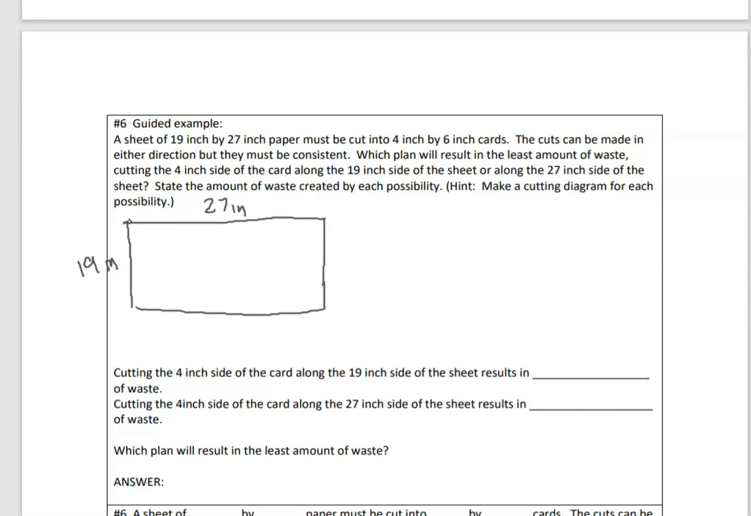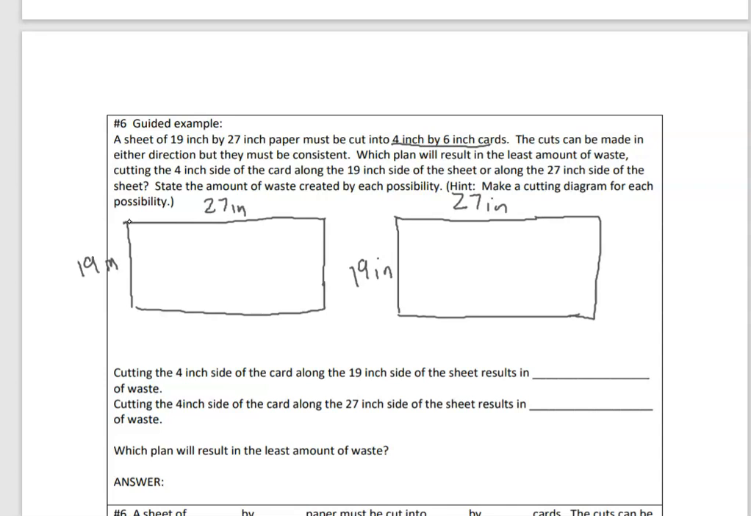Which plan will result in the least amount of waste: cutting the 4-inch side of the card along the 19-inch side of the sheet, or along the 27-inch side? So I'm basically going to draw two drawings here. They're both going to be 19 inches by 27 inches, but I'm going to arrange my cards so I can see what's going to leave me the least amount of waste. So my options were, the card is a 4 by 6.